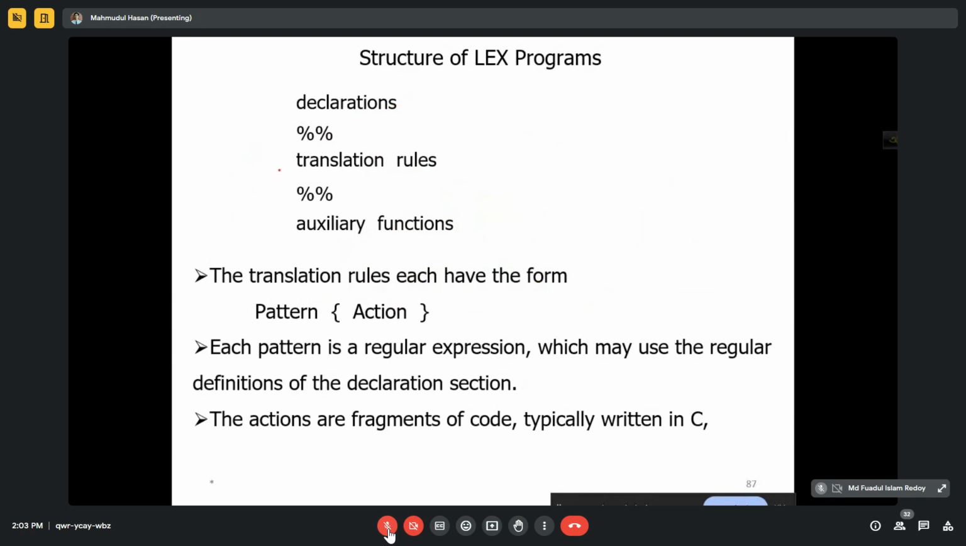Now our translation rules section. Translation rules consist of two parts, pattern and action. When your lexical analyzer finds a valid lexeme, it will return a token. If the pattern is matched, it will return the token, and this is known as the action, and the action is bounded with curly brackets.